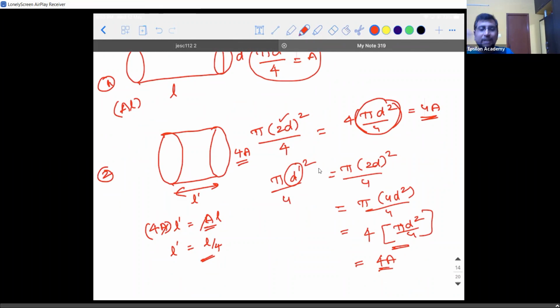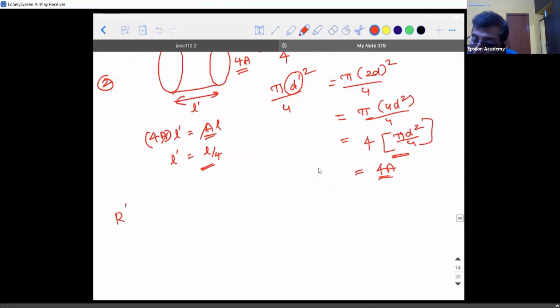Okay, this is an important point. Whenever the area increases, length will decrease. Means area and length are inversely proportional. By whatever factor area is increasing, by the same factor, length will decrease. So area increases 4 times, length will decrease 4 times. Now they are asking the new resistance. So R dash will be equal to how much?